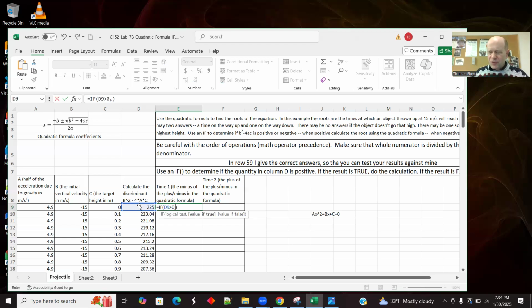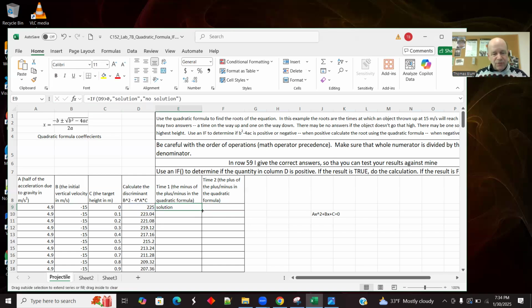And then what do I want to do if it's true? Let's start off easy and just say a solution and no solution. So if I want words, I put them in quotes. I'm just going to start with words and then I will build up. So here's my IF. If D9, that's the B squared minus 4AC, is greater than 0, then I'm going to say there's a solution. Otherwise, I'm going to say there's no solution. So we enter that.